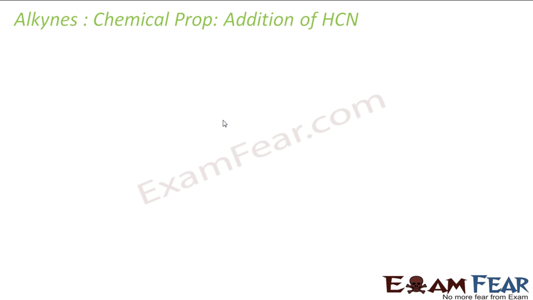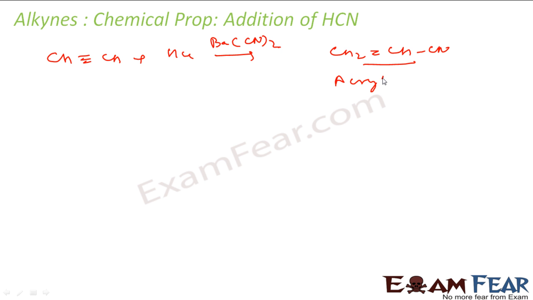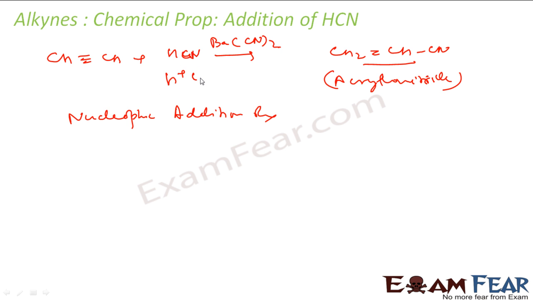Now let's understand the reaction of alkyne with HCN. So HCN adds on ethyne in the presence of Ba(CN)2 to form vinyl cyanide, also called acrylonitrile. If you see the reaction, I have my ethyne here. You add HCN to it in the presence of Ba(CN)2, and what you get is CH2=CH-CN, and this is nothing but acrylonitrile. It's HCN actually. And this is also a nucleophilic addition reaction, because this will be H plus and CN minus.